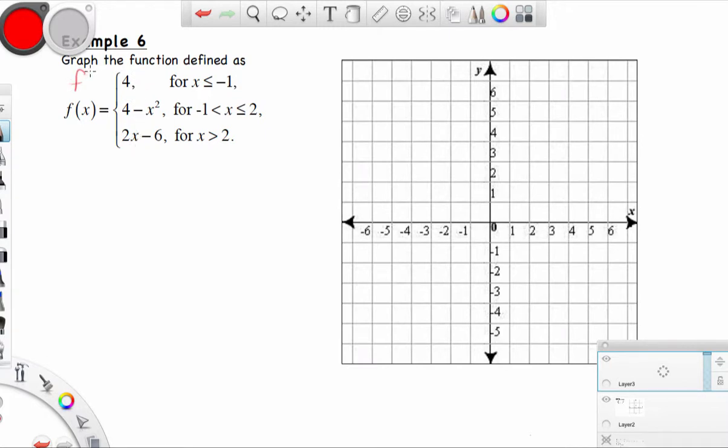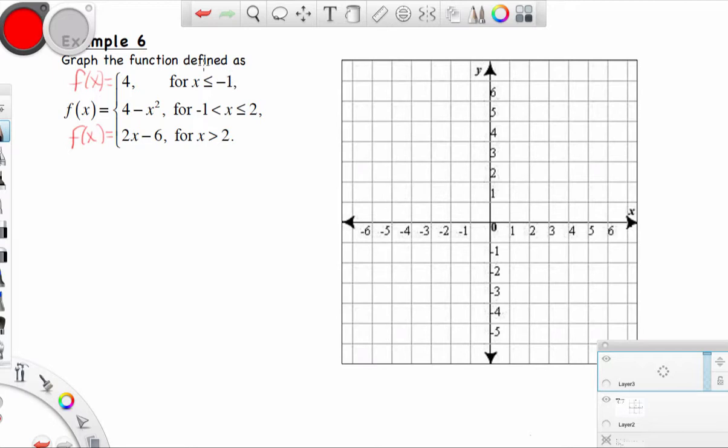One of your equations is f of x equal 4. The other one's f of x equal 4 minus x squared, and then the last equation in your piecewise is f of x equal 2x minus 6. The first part of your piecewise are the equations that it consists of. The second part of your piecewise tells you where you can graph your function, or the numbers that you're going to be allowed to plug in.